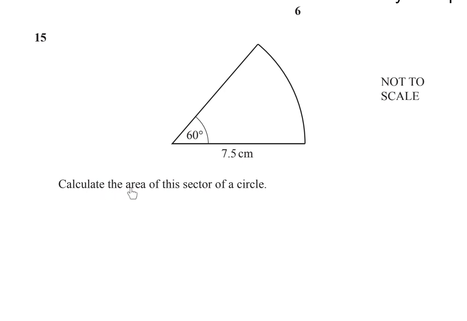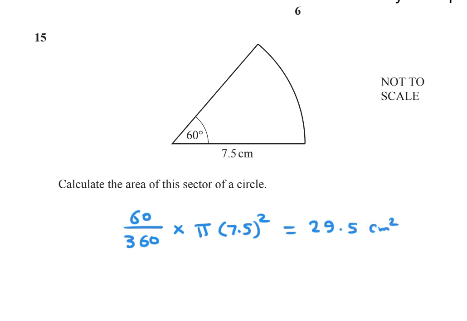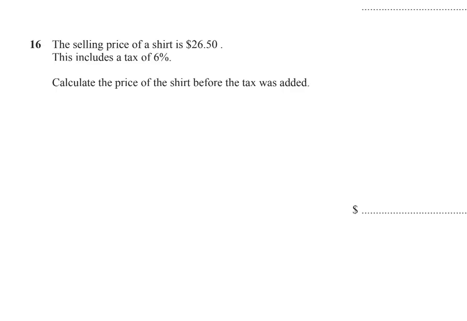15. Calculate the area of this sector of a circle. Area of the sector equals the angle, which is 60 over 360, times r squared, so 7.5 squared, equals 29.5 centimeter squared to 3 significant figures.